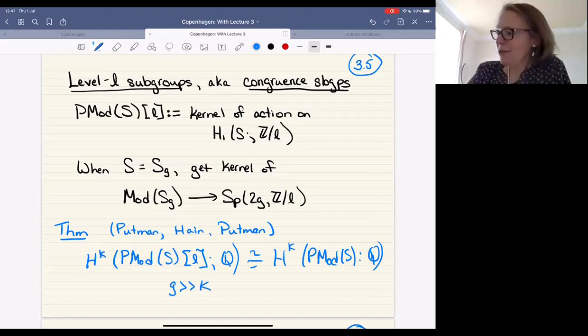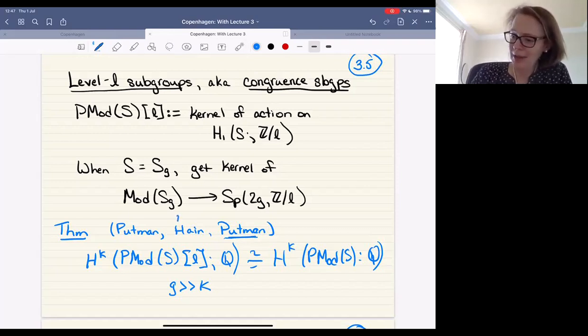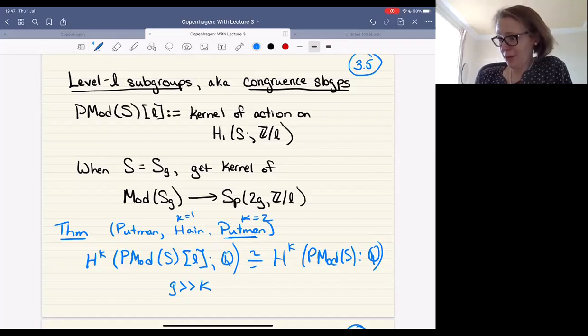And the reason I've attributed it that way is that Harer did this for k equals 1 and n plus b less than or equal to 1. Putman had originally done this for k equals 2. I won't write down the full conditions, I'll just write enough to indicate here. And n plus b also less than or equal to 1. And then Putman has proved it in full generality more recently.